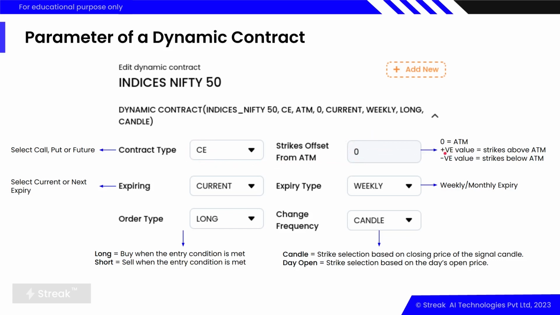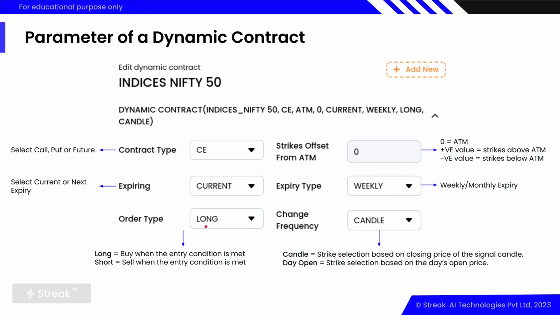Now if I go on the positive side, let's say I put +2 or +4, that means I want to trade 2 strikes or 4 strikes above the at the money strike. If I go to negative values, that means if I put -2 or -4 over here, I want to trade 2 strikes or 4 strikes below the at the money strike. Then you'll have to select if you want to trade the current or the next expiry. You'll have to select if you want to trade weekly or monthly expiry contracts.